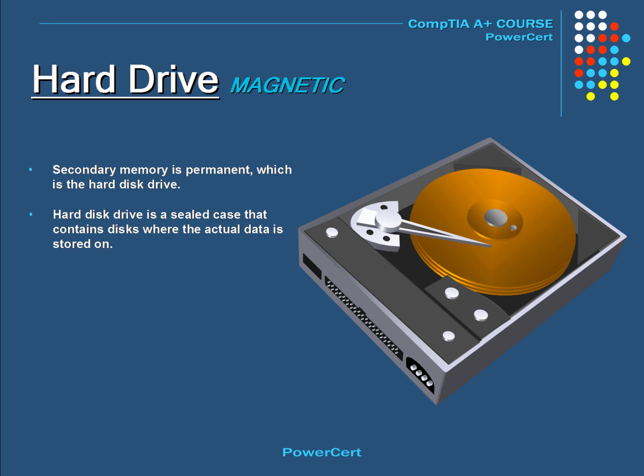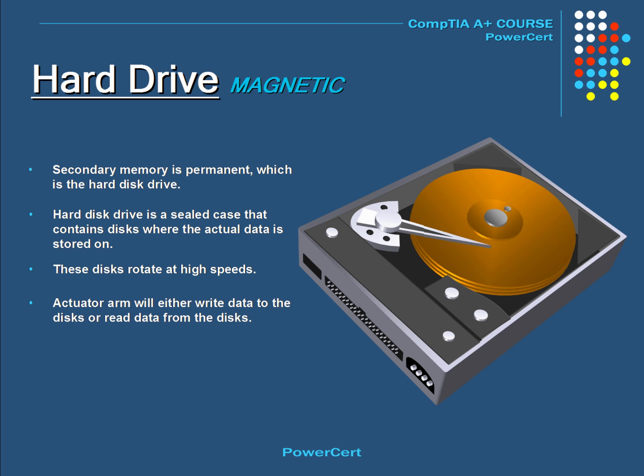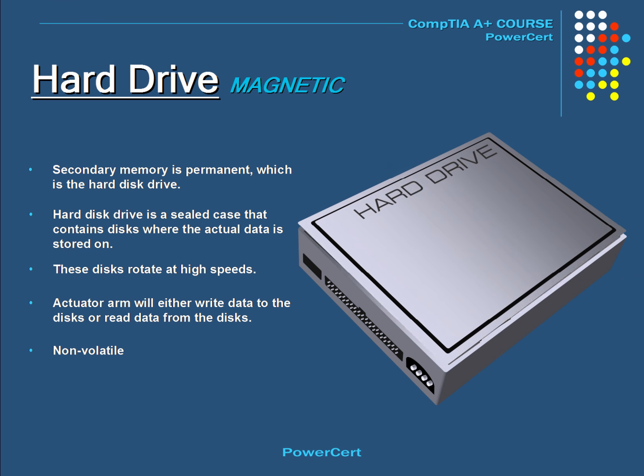The hard disk drive is a sealed case that contains disks, and these disks are where the actual data is stored. These disks rotate at high speeds, and as they do, the actuator arm will either write data to the disks or read data from the disks, depending upon what the user wants to do. And hard drives are considered non-volatile because they can retain and store data even when the power is turned off.